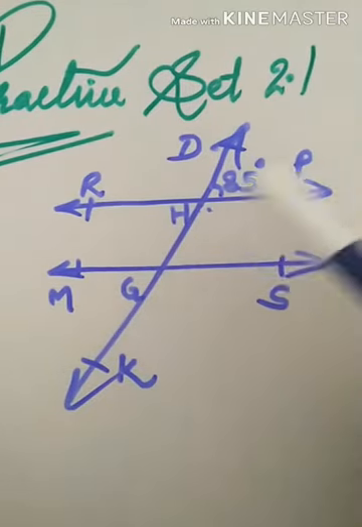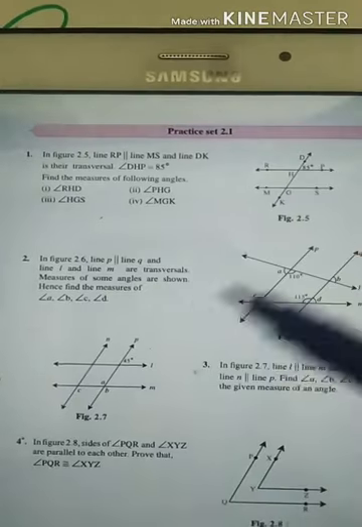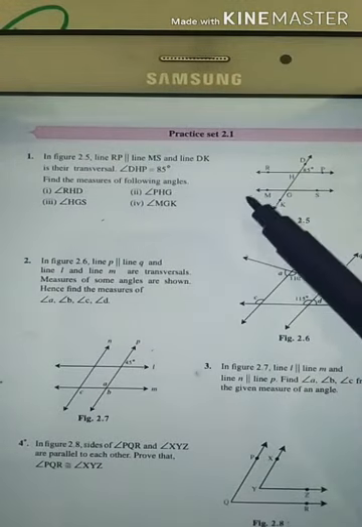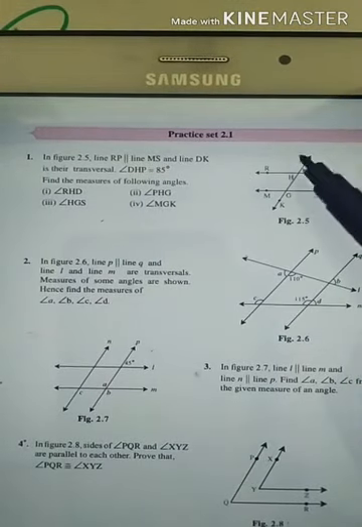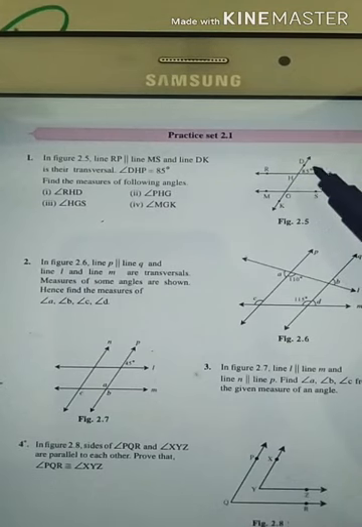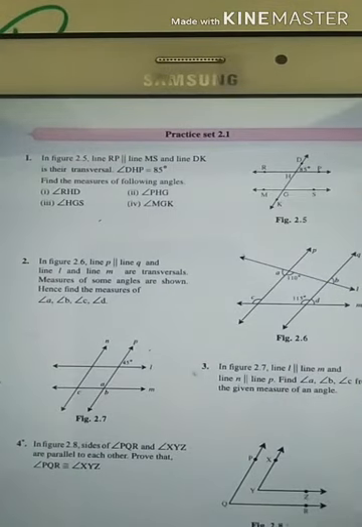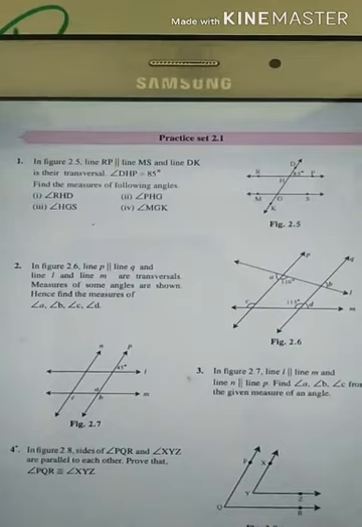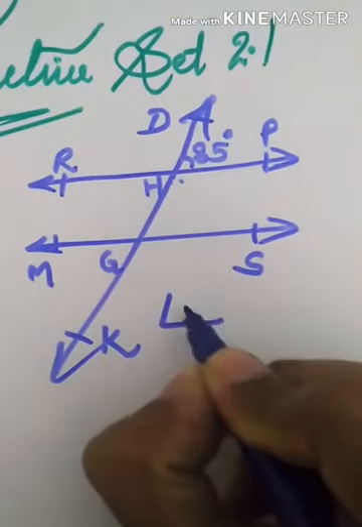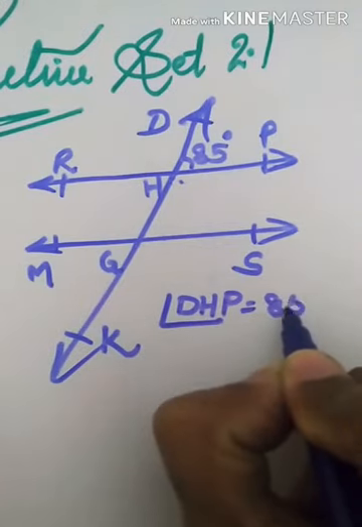After keeping all these points in your mind, let us start with practice set 2.1. In figure 2.5, line RP is parallel to line MS. Line DK is the transversal. Angle DHP is 85. Find the measures of the following angles. Let us take one angle at a time and find the answer. So, we know angle DHP equals 85 degrees.